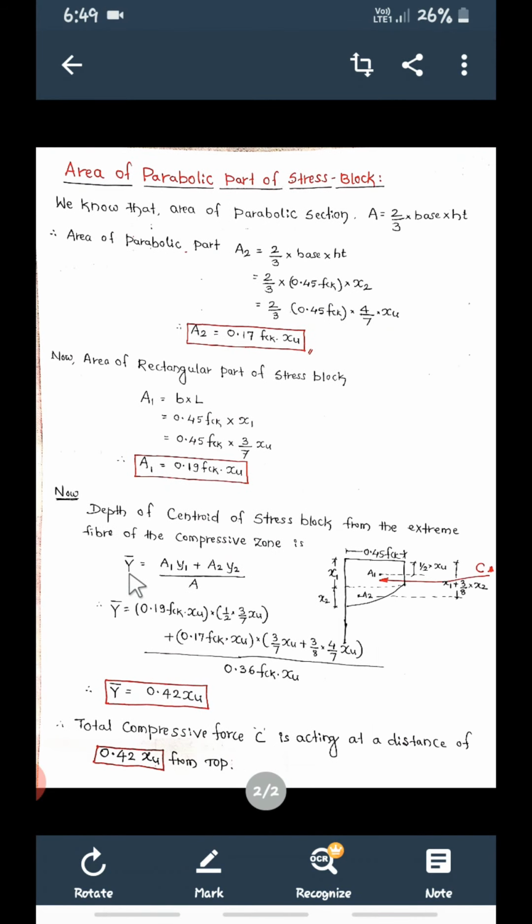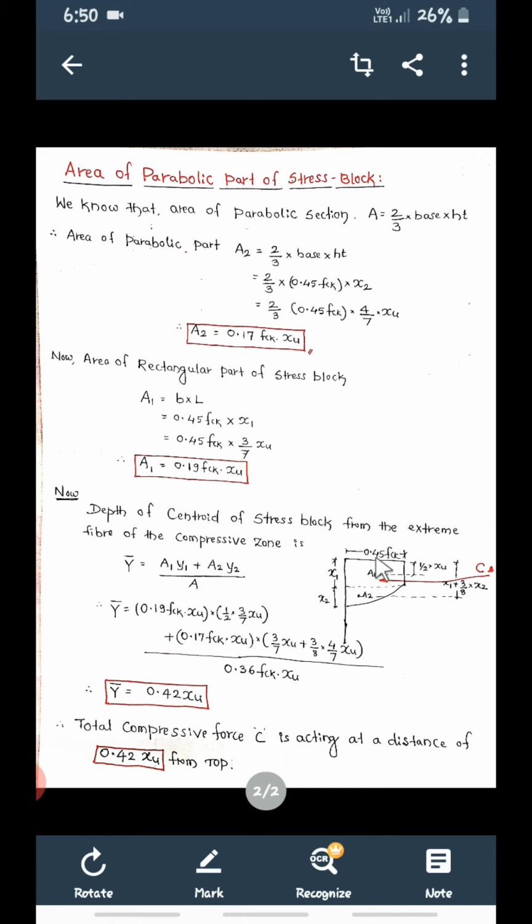Y bar is equal to, so how do we find the centroid? Again there are two areas now, A1 and A2. A1 is the area of the rectangle, A2 is the area of the parabolic part. So there will be two centroids, considering the rectangle and the parabolic part. What is the centroid of the rectangle? It is half of x1, if you consider only this rectangle.